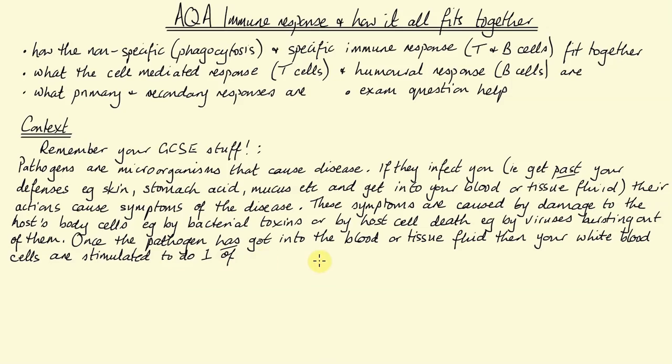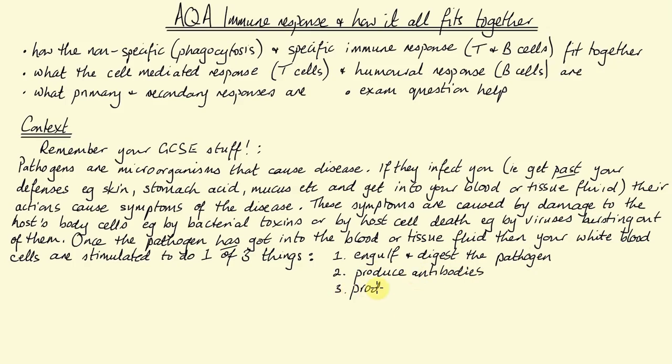Number one, you were taught that they engulf and digest the pathogen. Number two, you were taught that a different type of white blood cell produces antibodies. And three, you were taught that antitoxins were also produced.